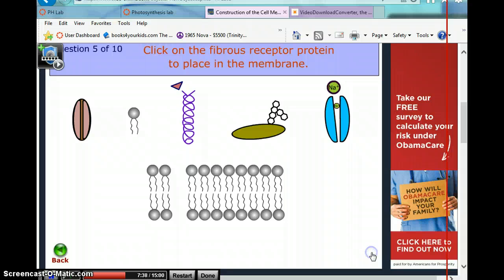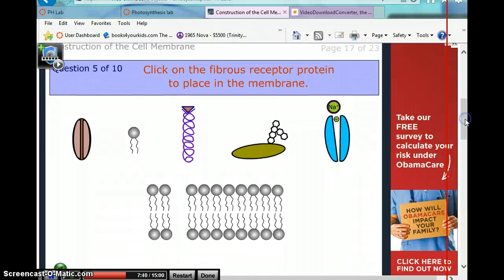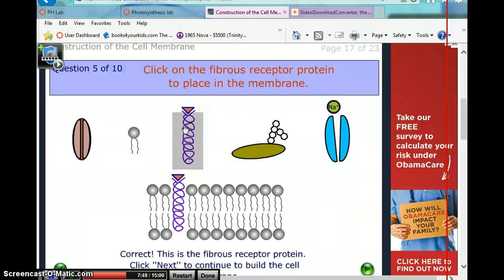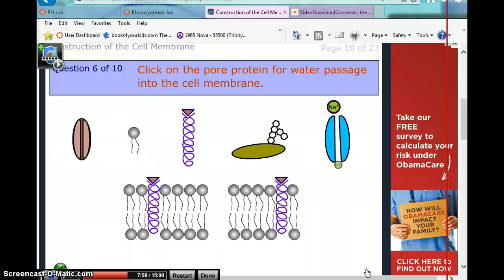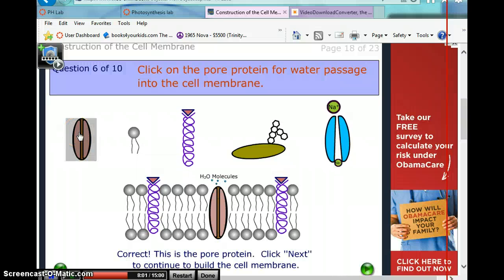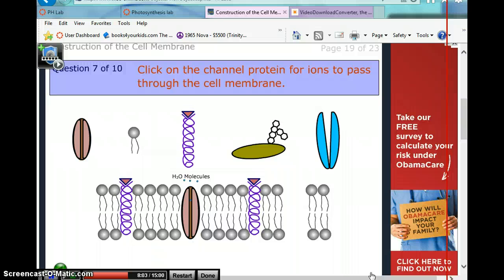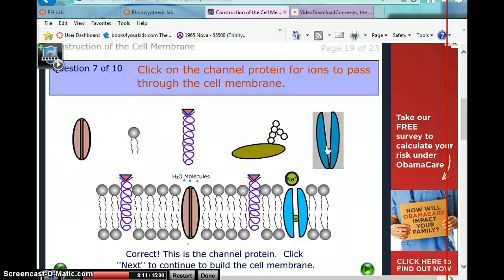Good. Who can click on the fibrous protein? Who can click on the protein? Good. Who can click on the channel protein? Good. I think we got the picture.